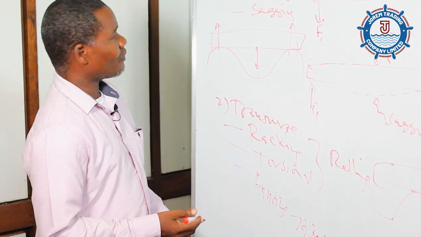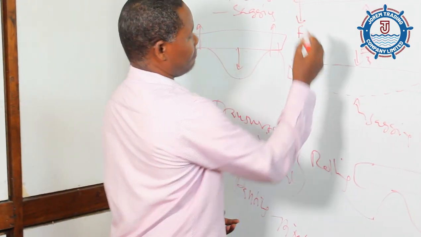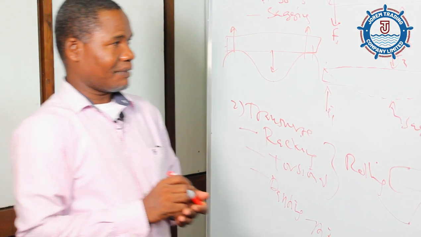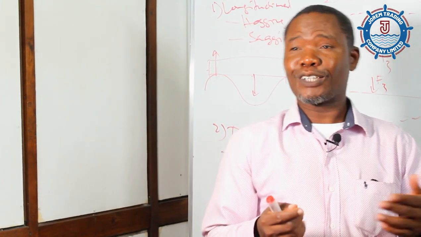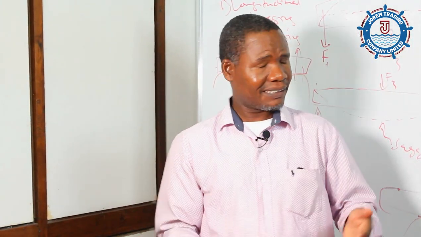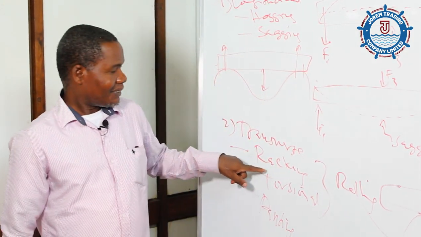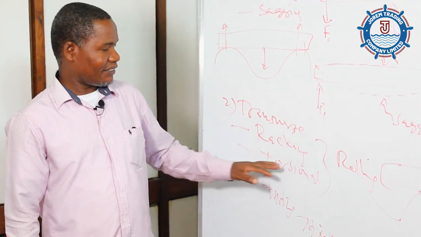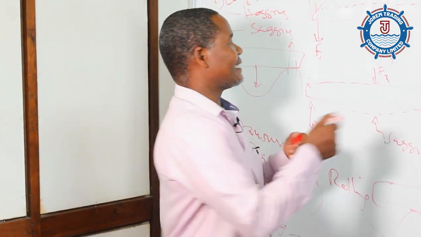So with the raking stresses, how do we arrest? We mentioned during construction we have the bulkheads. When we're talking about a plate, it includes the bulkheads, the bulkheads amongst the plates. It also helps to reduce the raking stresses. We have the beam knee brackets.